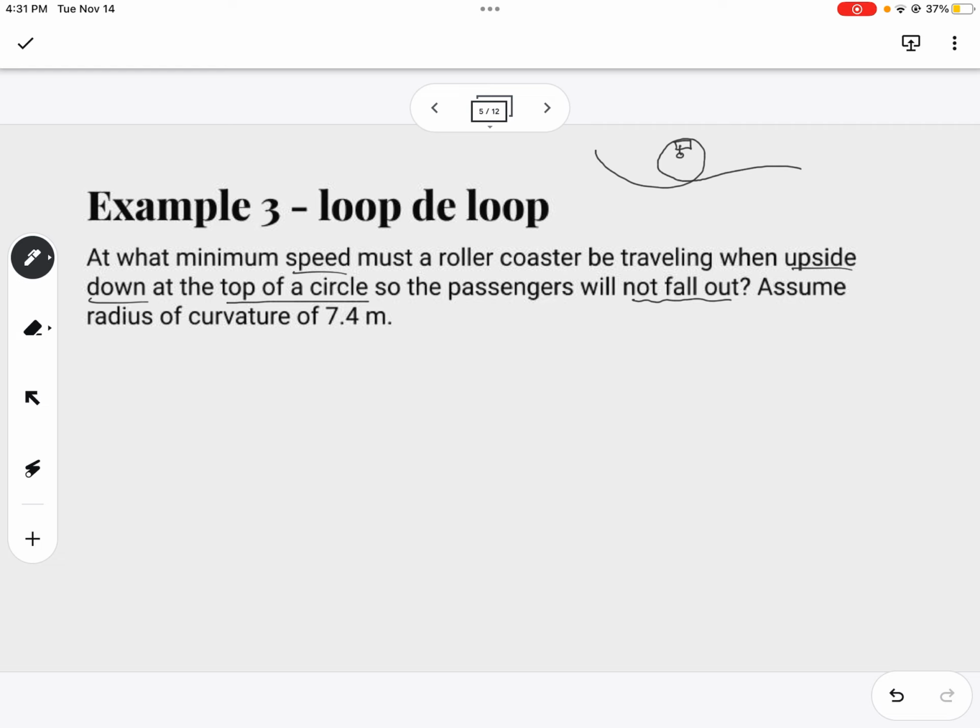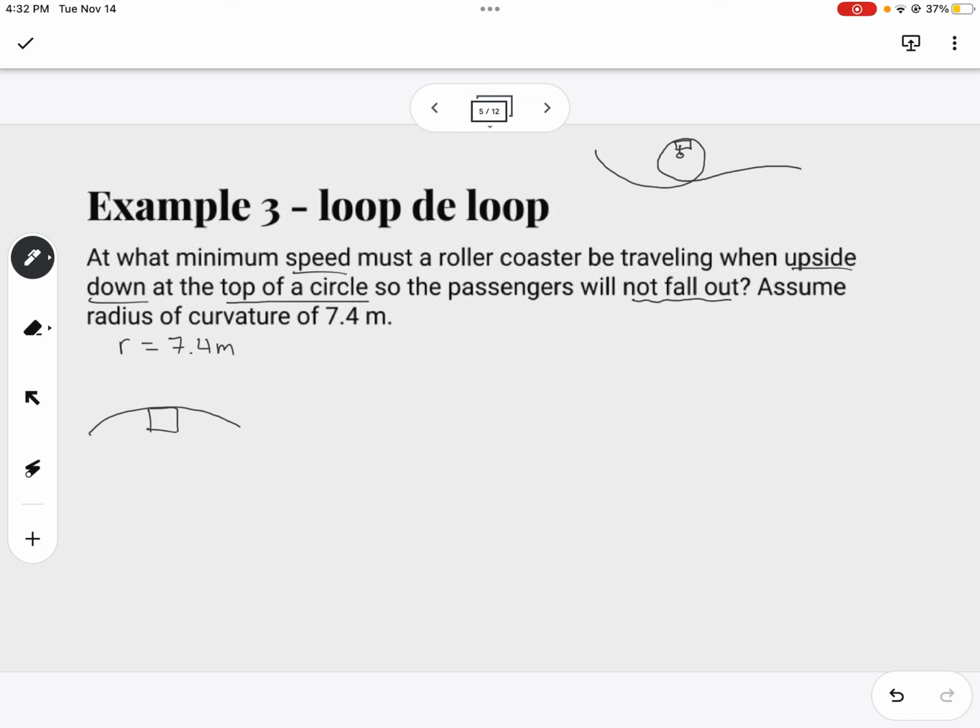This is a whole thing that people need to think about. There are tons of different safety precautions that must be considered for roller coasters. So this is a real world problem in a weird way. The only thing we know here is that the radius of curvature is 7.4 meters. Here's my little diagram. And yes, I'm going to ask you to draw diagrams. Diagrams are not meant to hurt you. They are always meant to help you. Just draw the diagram.